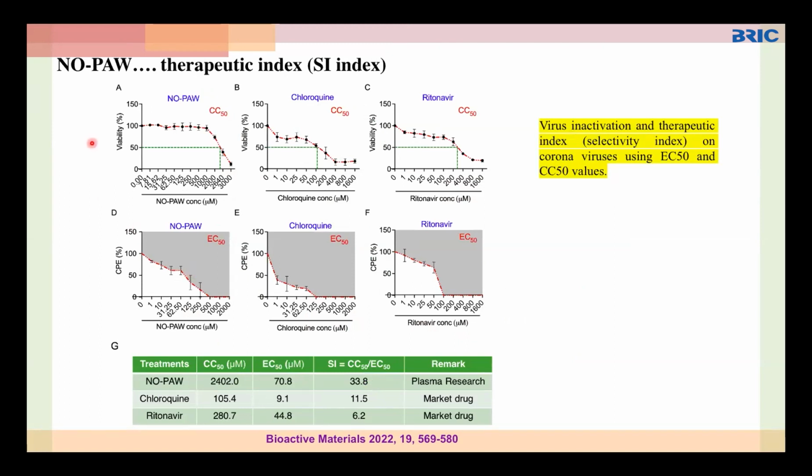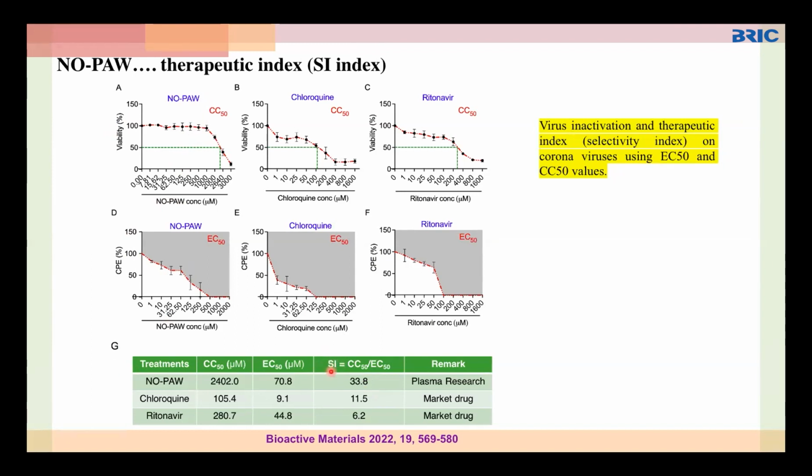Further, we checked the therapeutic effect, whether we can use this NO water for therapy in human patients or not. For that, according to medical standards, we need to check the therapeutic index, that is the SI index, or you can say selectivity index.